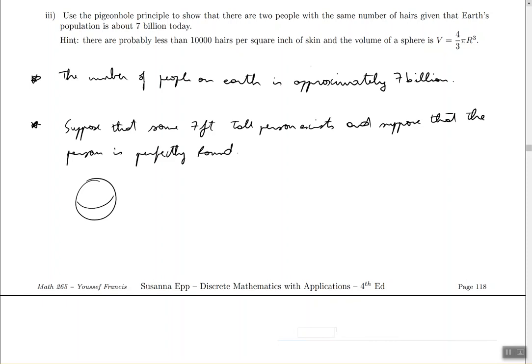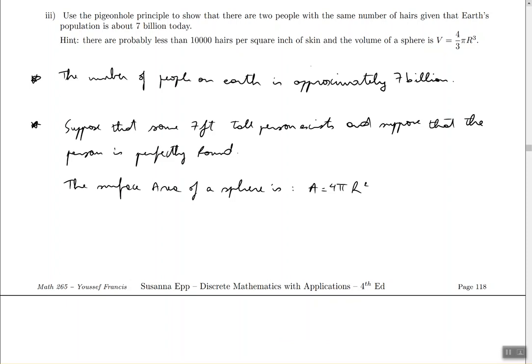What I'm going to do next is estimate the surface area of this person. The surface area of a sphere is given by 4 pi r squared. And I'm going to convert everything to inches. So in this particular problem, the radius of the person is going to be 7 feet divided by 2, which is 3.5 feet. But I would like to make that into inches, so I'm going to multiply it by 12, because there are 12 inches in every foot. This way the feet on top and the feet on the bottom cancel out, and this gives me the radius of that person. And so the radius is going to be 42 inches.